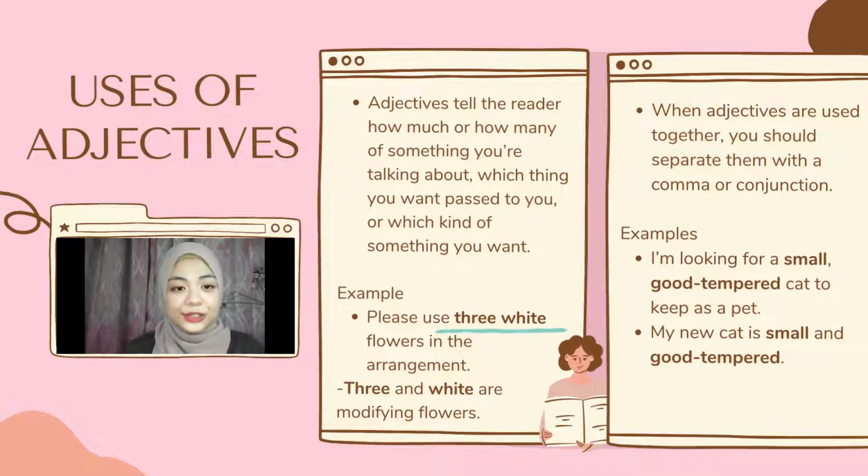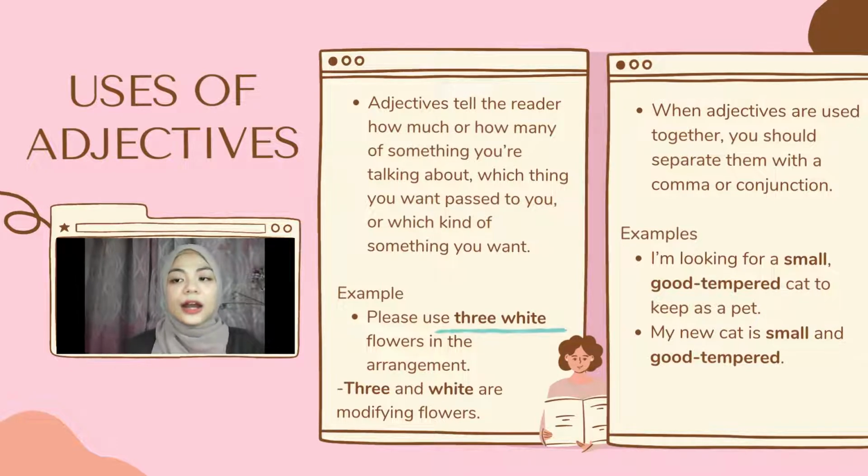So what are the uses of adjectives? Adjectives tell the reader how much or how many of something you're talking about, which thing you want passed to you, or which kind of something you want. For example, please use three white flowers in the arrangement. So here, the words three and white are modifying flowers.